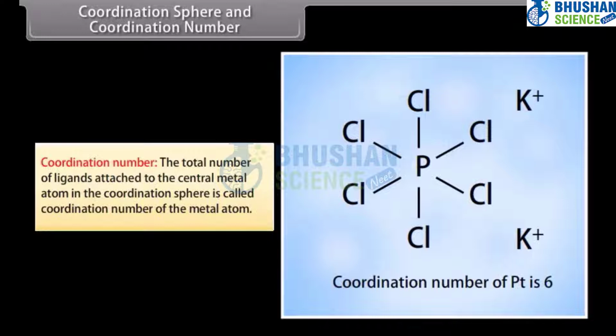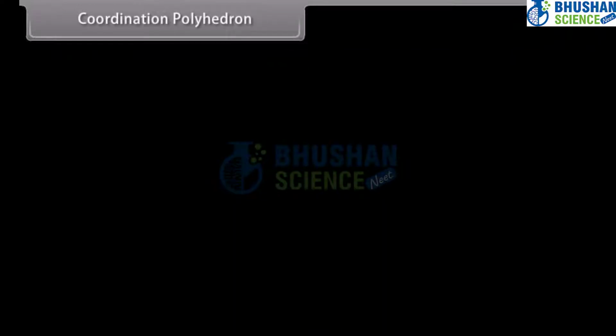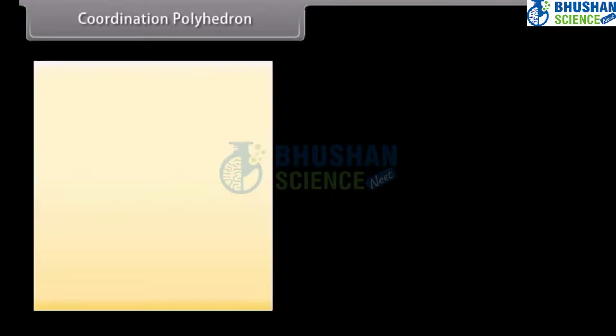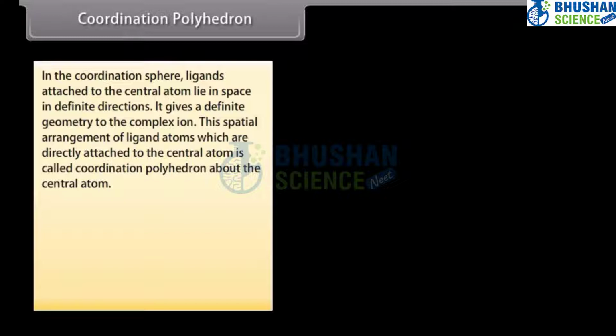Coordination number. The total number of ligands attached to the central metal atom in the coordination sphere is called the coordination number of the metal atom. Coordination polyhedron. In the coordination sphere, ligands attached to the central atom lie in space in definite directions. It gives a definite geometry to the complex ion.